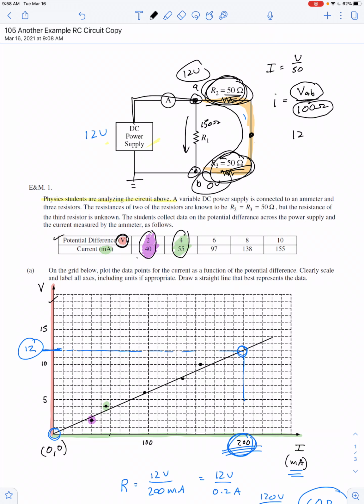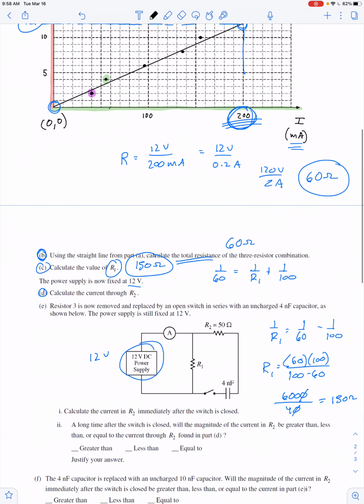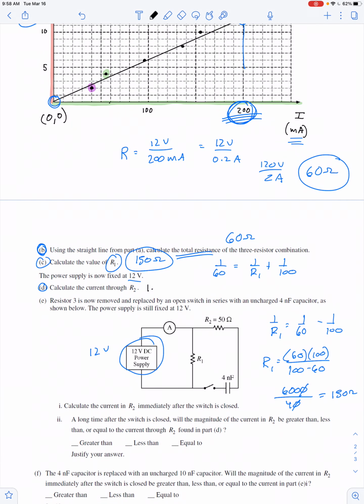So when we divide 12 volts by 100 ohms, how easy is this? We get 1.2 milliamps. So 2 milliamps is flowing into the junction at A, and 1.2 of those 2 milliamps flows through the 50 ohm resistor, the one called R2. So there we have it, 1.2 milliamps.